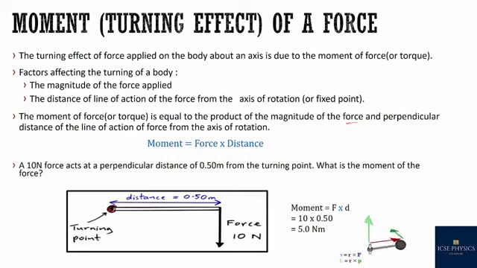In this example, the body is fixed at this point, and we apply a force at this point. Suppose the body is such a big one and we are applying a force here. So what will happen? What is the torque here? Torque is what? Force into distance. So force is given 10 Newton into distance is 0.50 meter. So it comes as 5 Newton meter. This is the moment or torque or what? Moment of force.